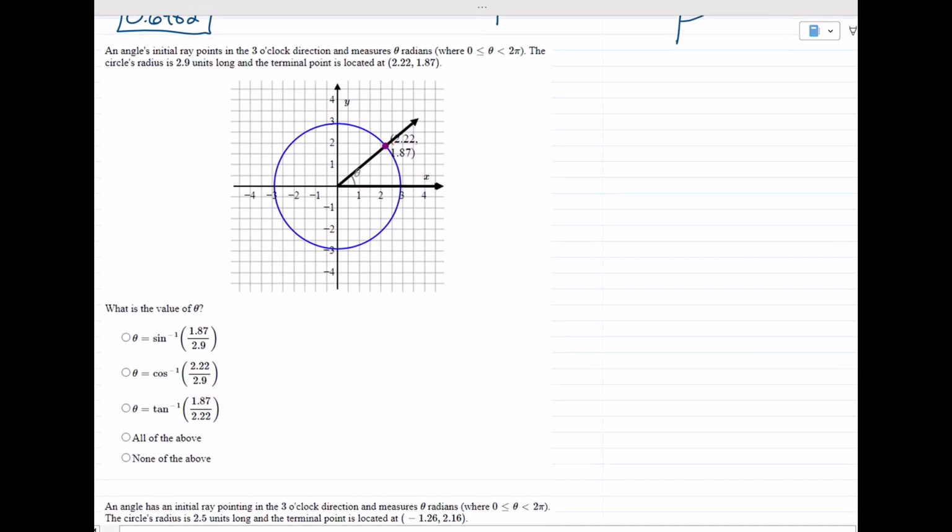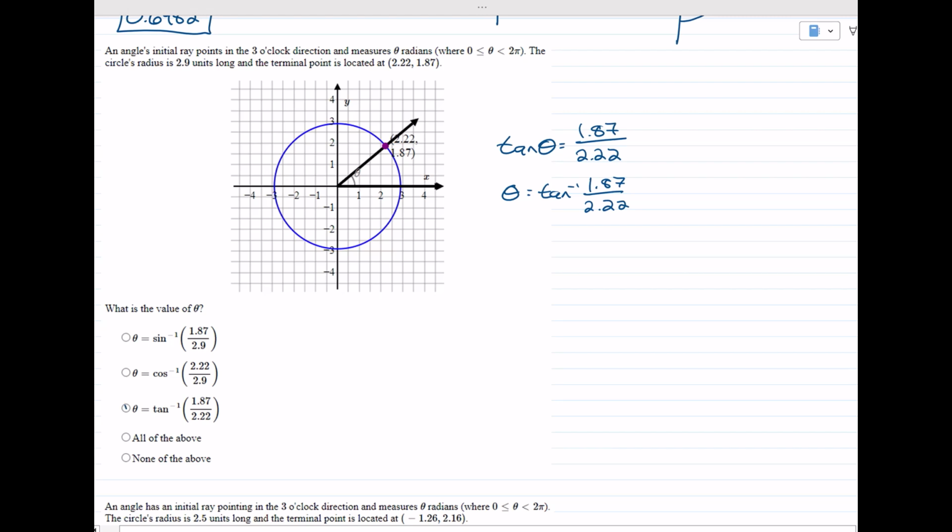All right, I'll keep going with this one. This is similar to the last problem, but it looks like this is multiple choice. So what's the value of theta? Well, I'm looking right at tangent first because tangent is independent of the radius. So I know that tangent of theta would equal the y value over the x value. So therefore, theta would equal the inverse tangent of 1.87 divided by 2.22.